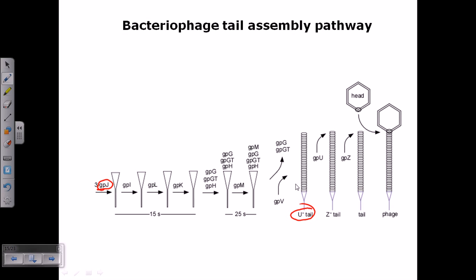Now what do they add? They add the GPU protein, which is important, and after adding the GPU protein they produce the tail called Z minus tail. Then they add GPZ, which produces what you call a matured tail. So we cannot call a phage tail matured unless it has two important proteins: one is the U protein, another one is the Z protein. Now usually U, Z, and V are all important. V is required for the virulence factors, and U is required to control that and other things.